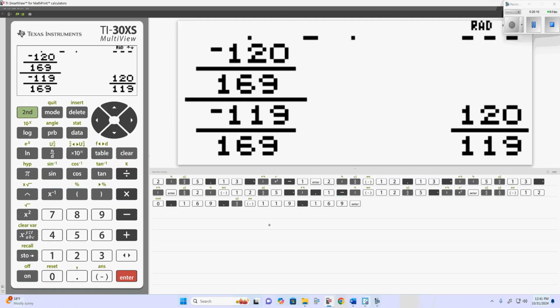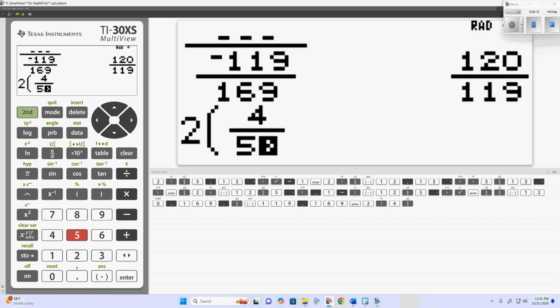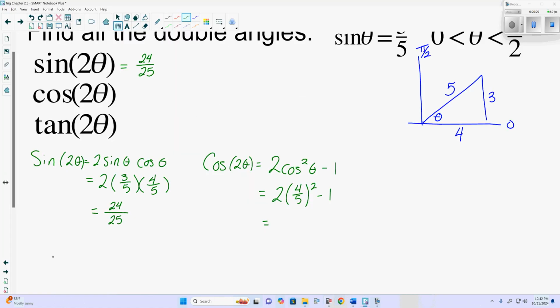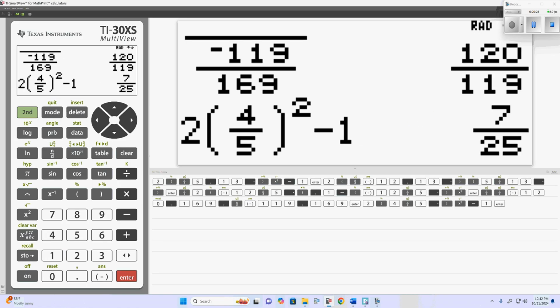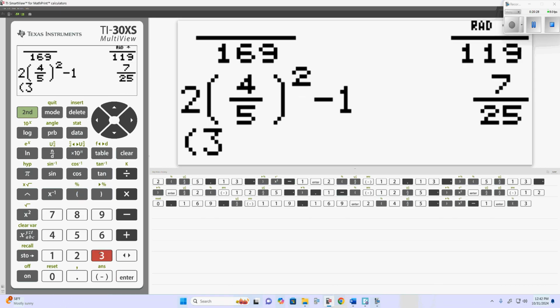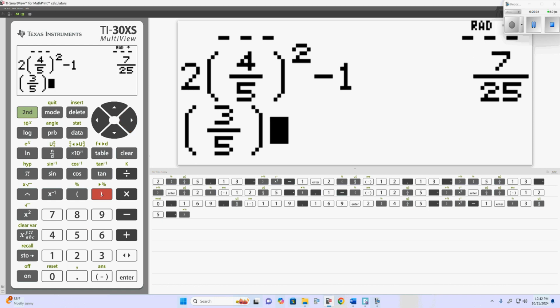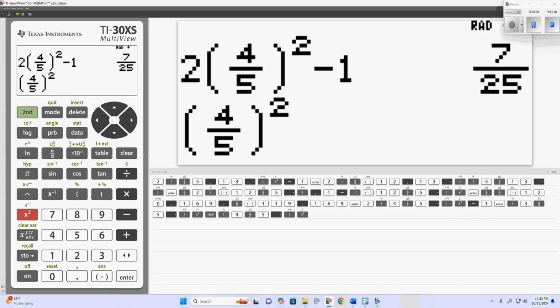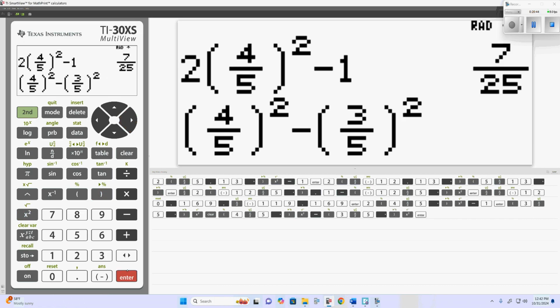And again, we can bring up the calculator. 2 times 4/5 squared minus 1. And it tells us it is 7/25. Now the other one was cosine squared minus sine squared, so 4/5 squared minus 3/5 squared, and we get 7/25.